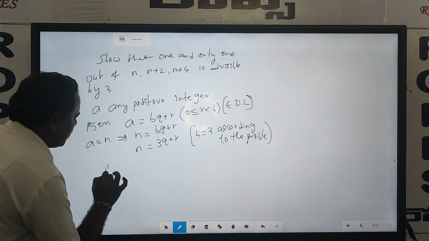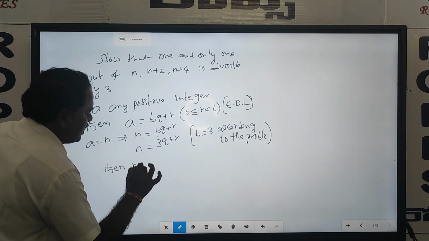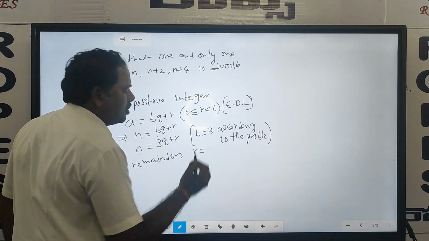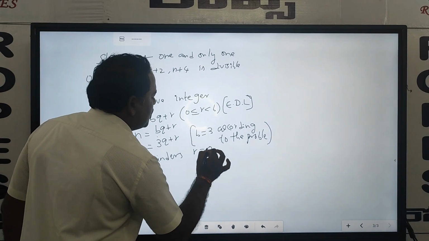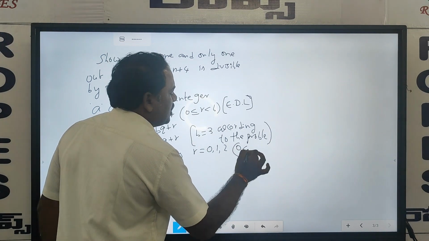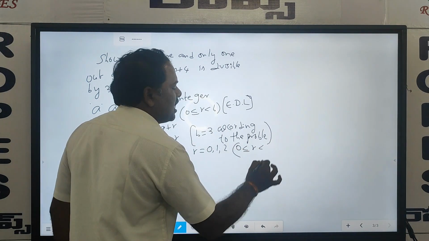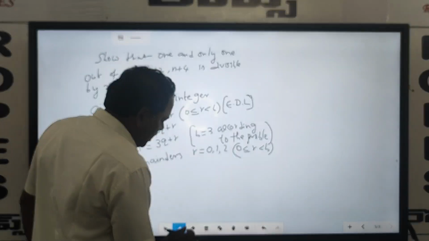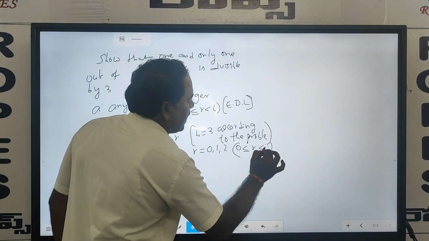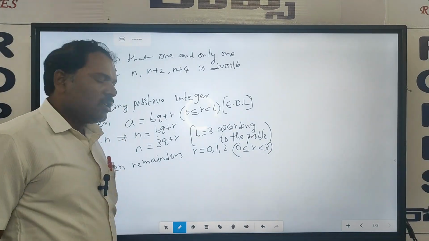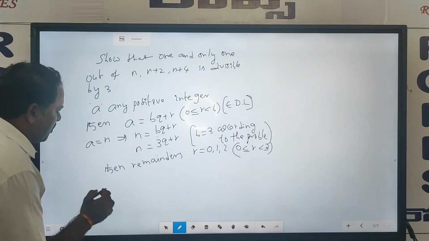Now we'll see the remainders. r is equal to 0, 1, 2. Why? The condition is 0 is less than or equal to r, which is less than b. That's why, here the b value is 3, so the r value we are taking is 0, 1 or 2. Now we'll see one by one.